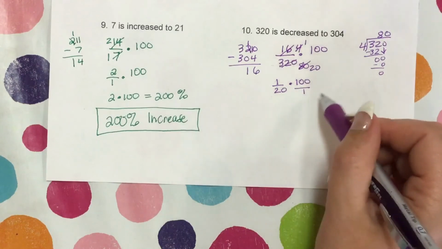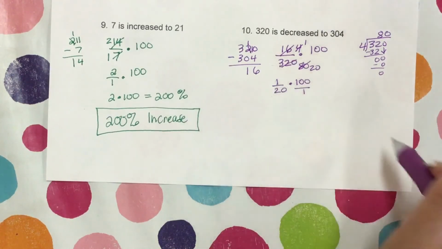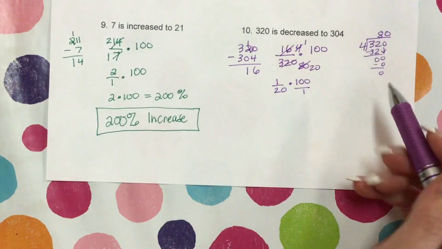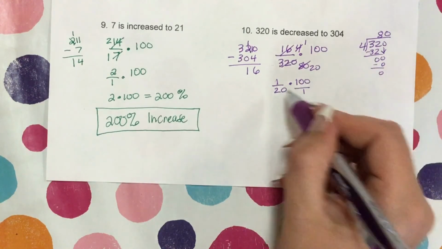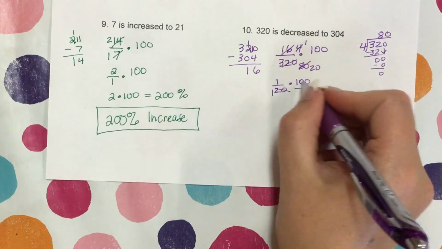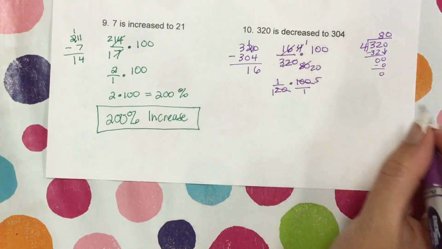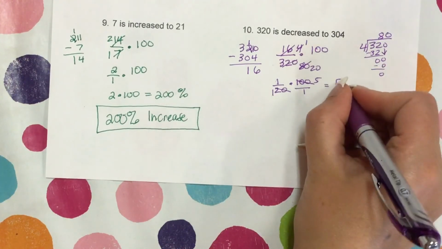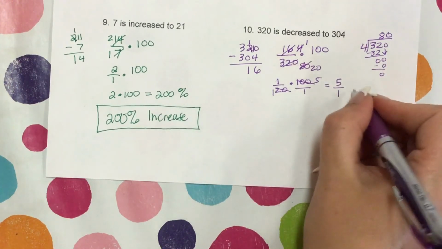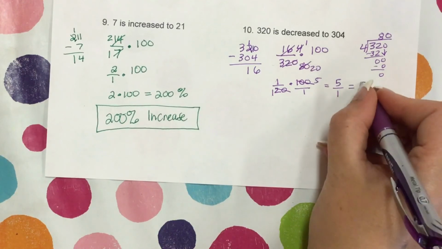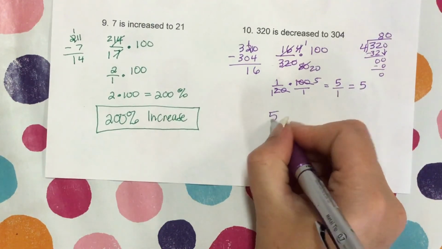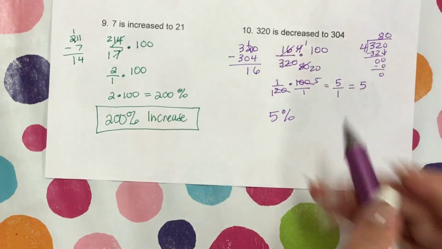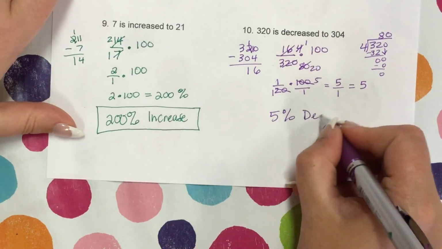Then we're multiplying fractions, so we can look to cross cancel. Is there a common factor between 20 and 100? The answer is yes. 20. 20 goes into 20 one time, and 20 goes into 100 5 times. Then we just multiply across. 1 times 5 equals 5, and 1 times 1 is 1, which ends up being 5. So this is 5%, and the number 320 is getting smaller, so that means it's a 5% decrease.